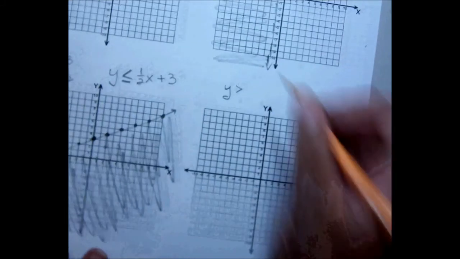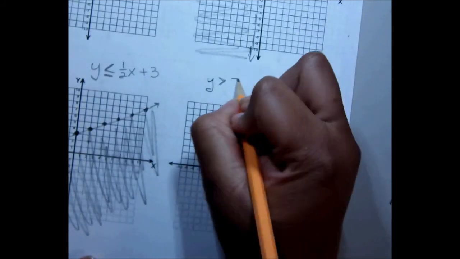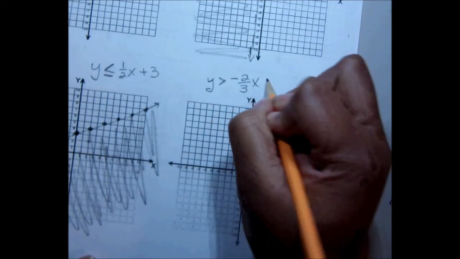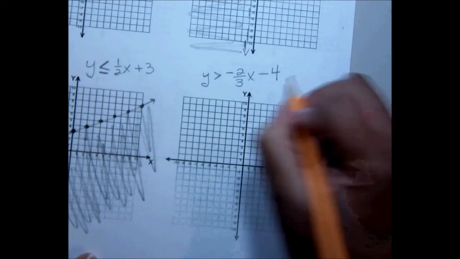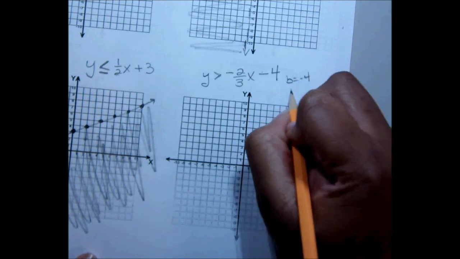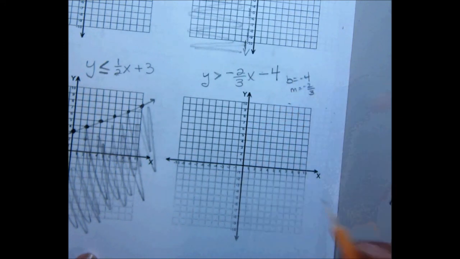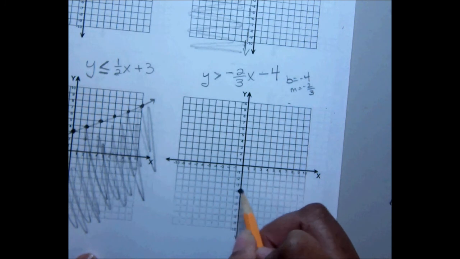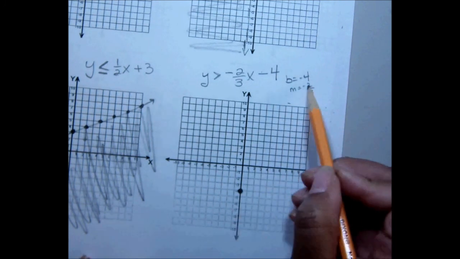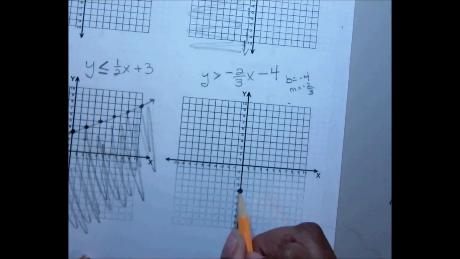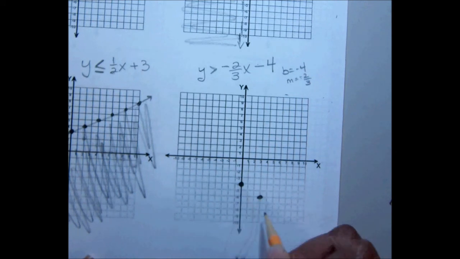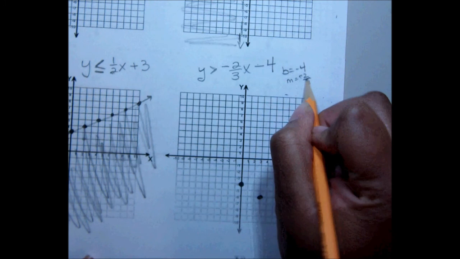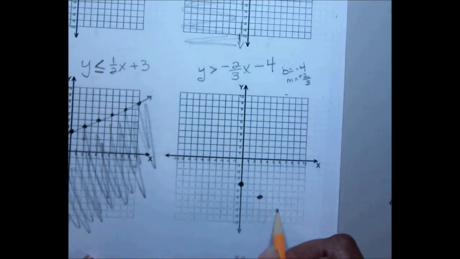Now we do this next one. Y is greater than negative 2/3 x minus 4. So we have to go to negative 4 because b is negative 4, m is negative 2/3. So negative 4 is here. And now let's graph negative 2/3. So that means to go down 2 and to the right 3. 1, 2, 3. This is the one you go down on because the 2 is negative and the 3 is positive. So continue that pattern.